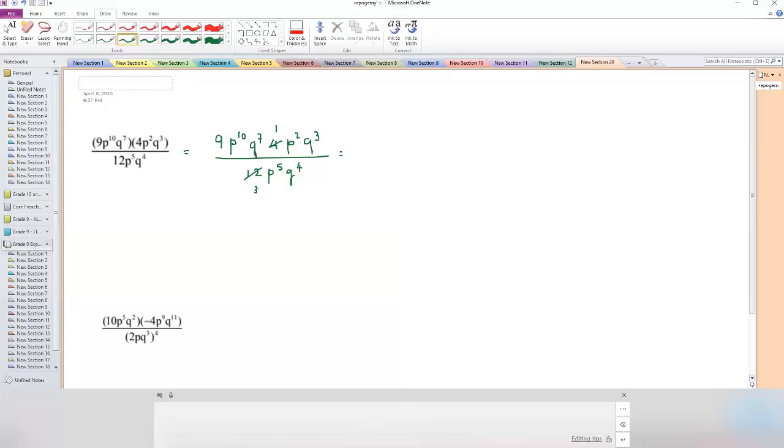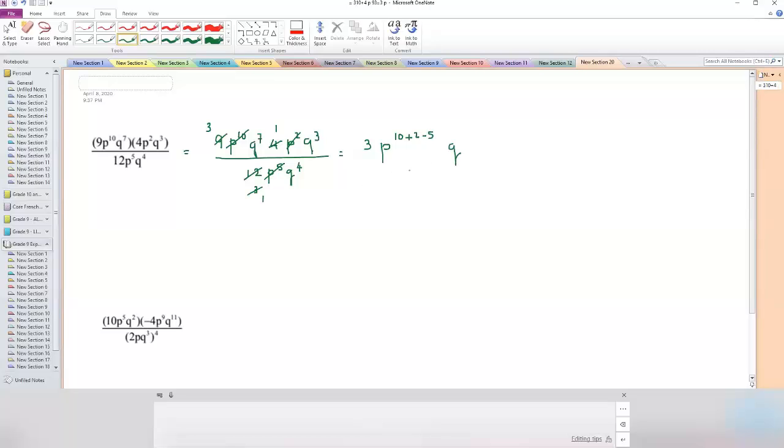And again, I can simplify this 3. 3 divided by 3 equals 1. But 9 divided by 3 equals 3. So I simplify all of that to 3 as a numerator. Now, let's talk about the p. The p, I have 10 and I have 2. And this is multiplication. That means 10 plus 2. Then after that, I have a division. That means minus 5.